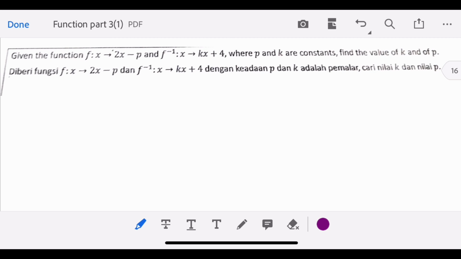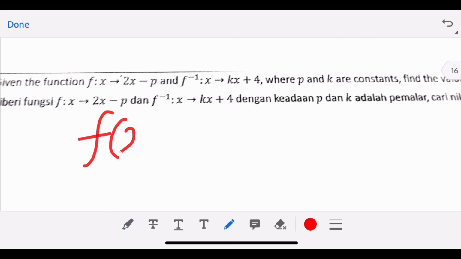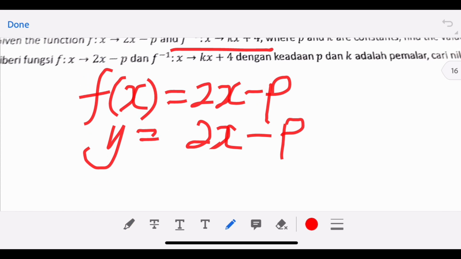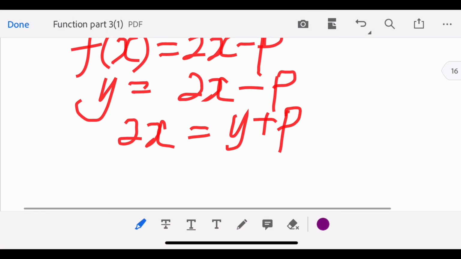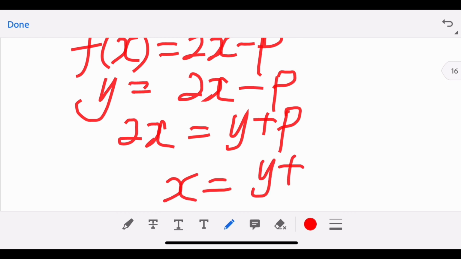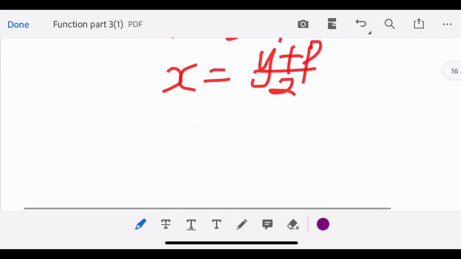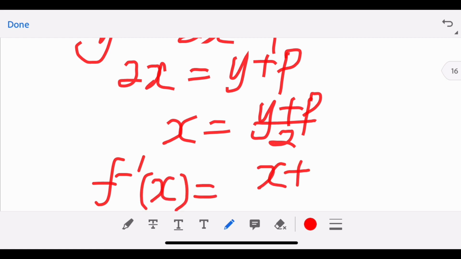Now we go to question number 16, right? Question number 16, quite many of you got the wrong answer. So let's see how to do. You are given fx equal to 2x minus p, and the inverse. Let's find the inverse first. We are given the inverse, so we have to find the inverse first. So that means 2x equal to y plus p. That means x is equal to y plus p over 2, right? So that means I'm getting my f inverse, which is x plus p over 2.